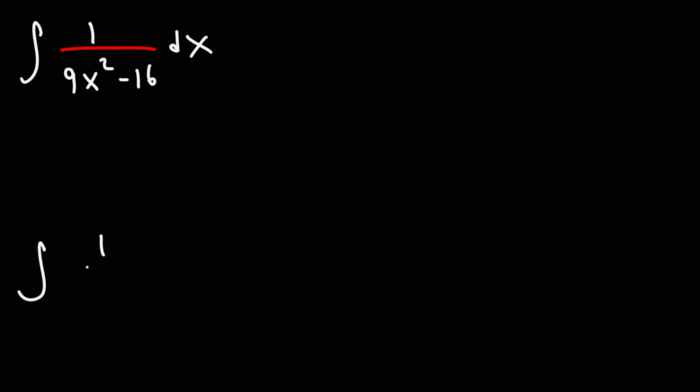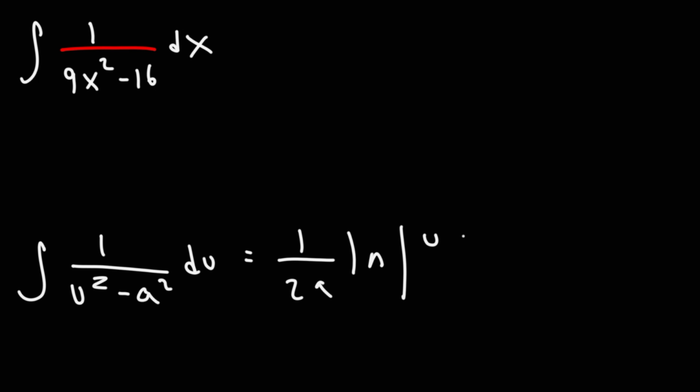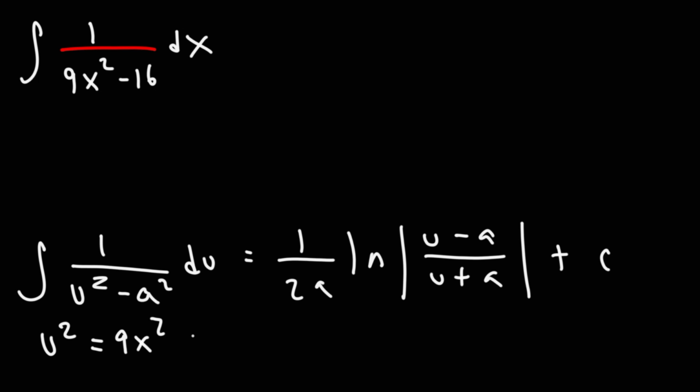So let's write the formula. 1 over u squared minus a squared du. You can find it in the formula sheet below. Equals 1 over 2a ln of u minus a over u plus a. So u squared is going to be 9x squared. U is going to be 3x. A squared will be 16. A is going to be 4.